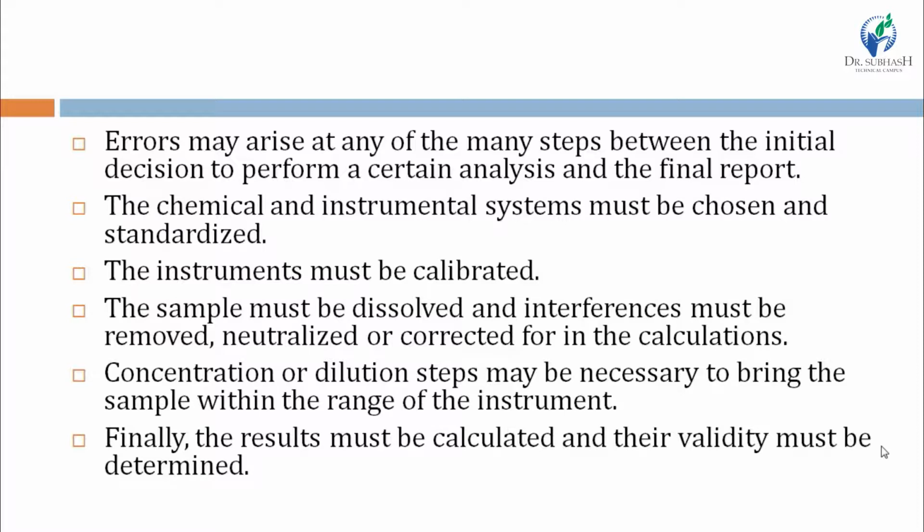And finally, the result must be calculated and its validity must be determined. Means validation parameters must be passed after performing the procedure. So, by these points, we can minimize the error by wise choice, then standardization, then calibration of the instrument, then sample dissolution, removal of interferences, then dilution or concentration of the sample, then calculation and validation. These are the points through which we can minimize the errors in instrumental analysis.